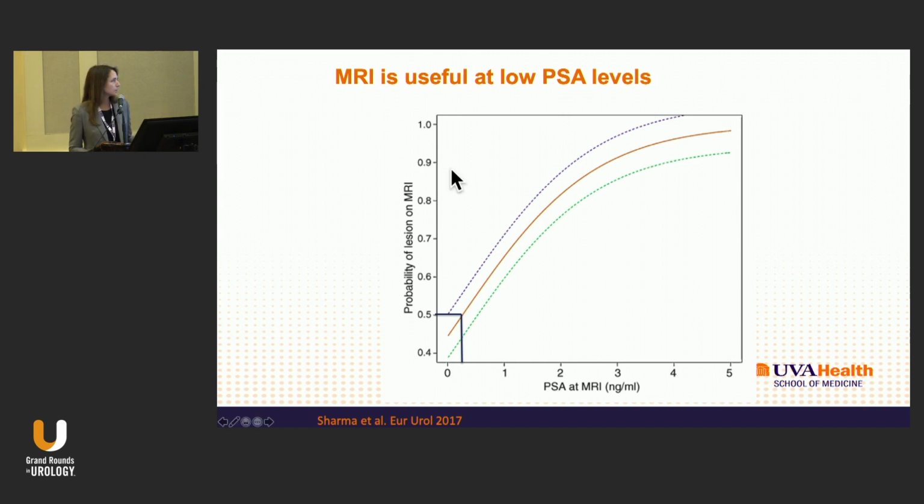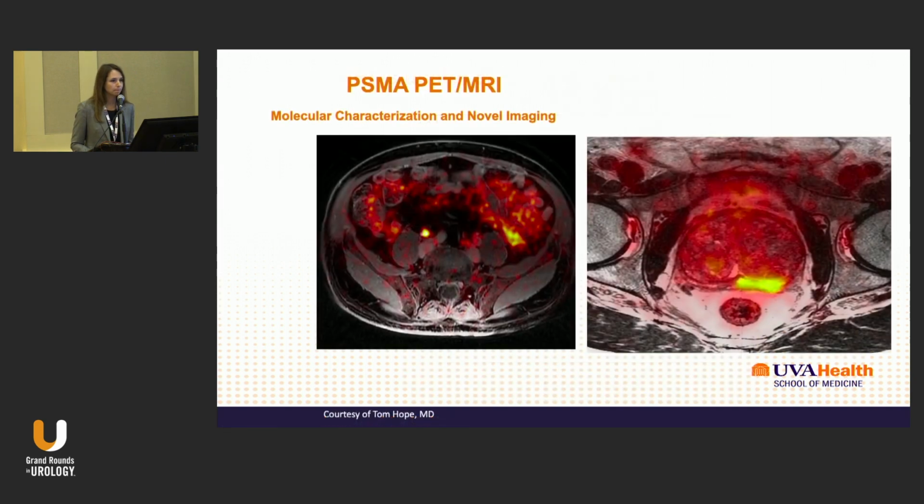It actually, surprisingly, at very low PSA levels, so 50% likelihood of finding a lesion on MRI at a PSA of around 0.2 to 0.4. So these are the levels that we want. And MRI is useful at these levels rather than doing an anastomotic biopsy, for example.